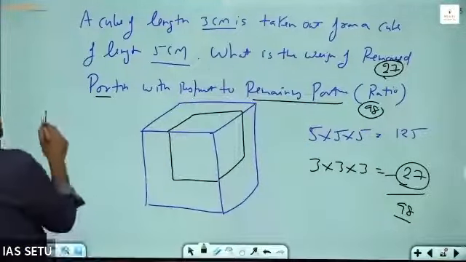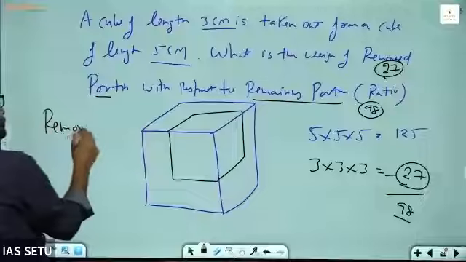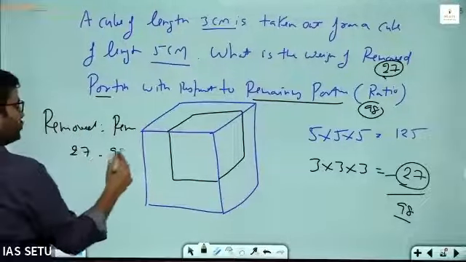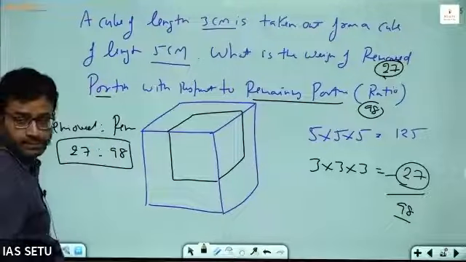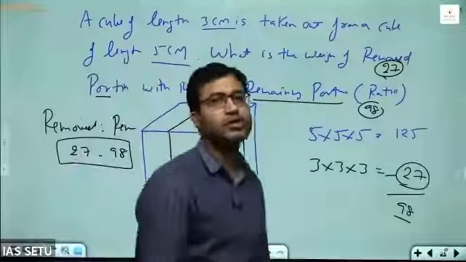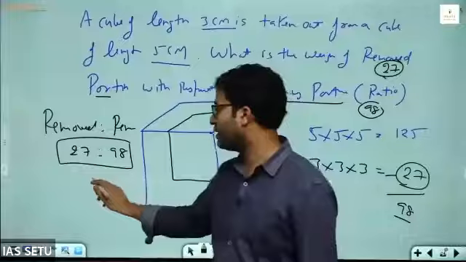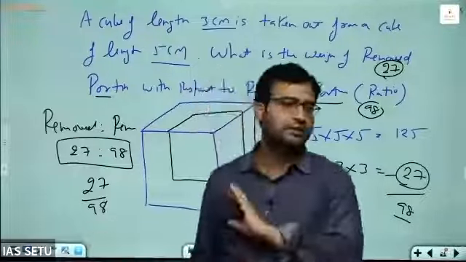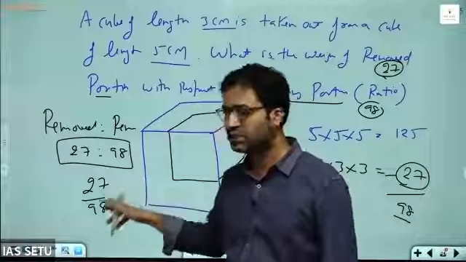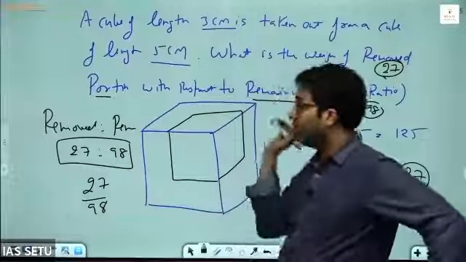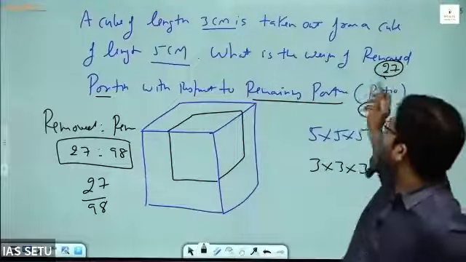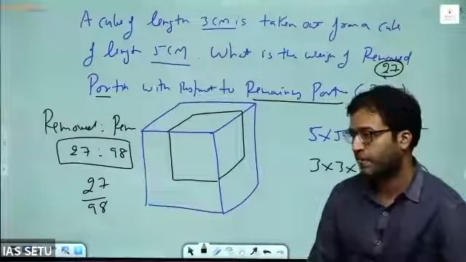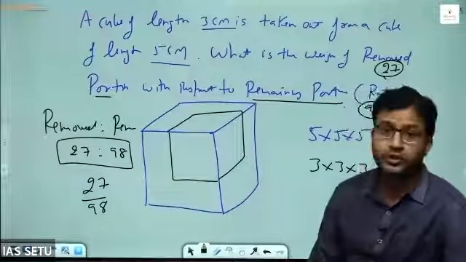So I ask, what is the ratio of removed is to remaining? So you can say 27 is to 98. Or you can say 27 upon 98. Ratio you can write as fraction, no one can stop you. रेशियो फ्रैक्शन सेम होते हैं. रेशियो को फ्रैक्शन की तरह लिखा जा सकता है बस. तो removed is 27, remaining is 98. Original is 125. So don't be in hurry. You have to read question carefully.